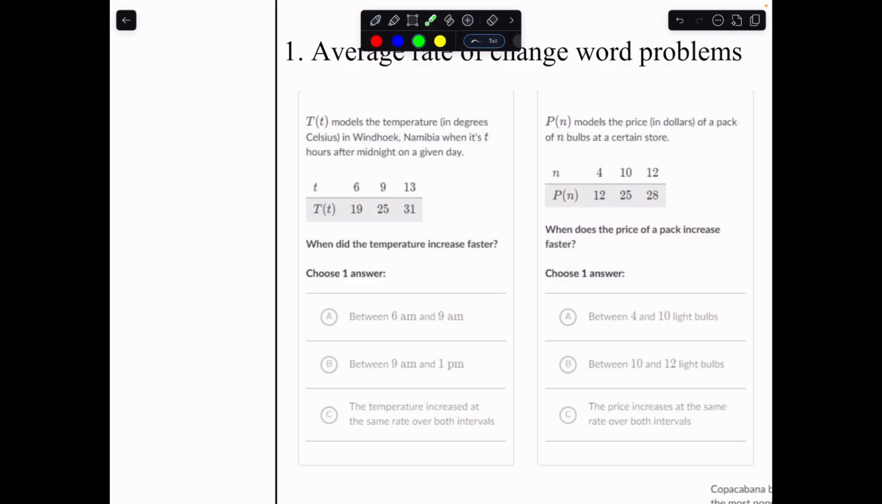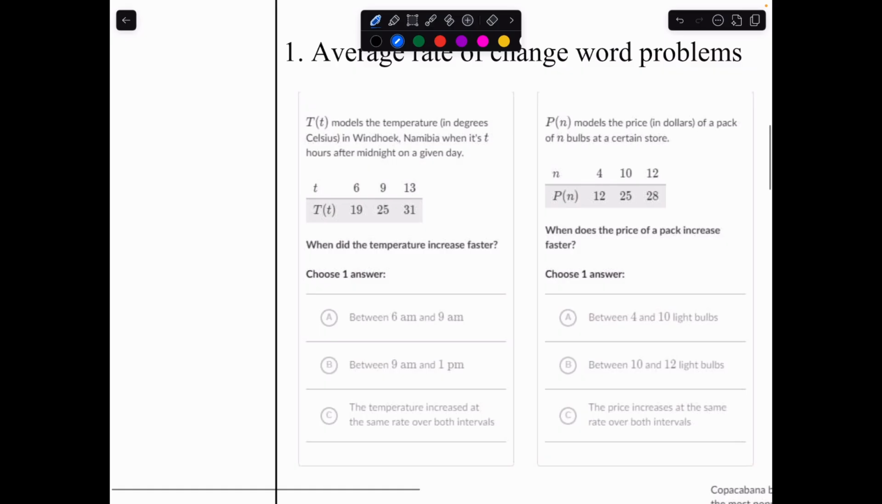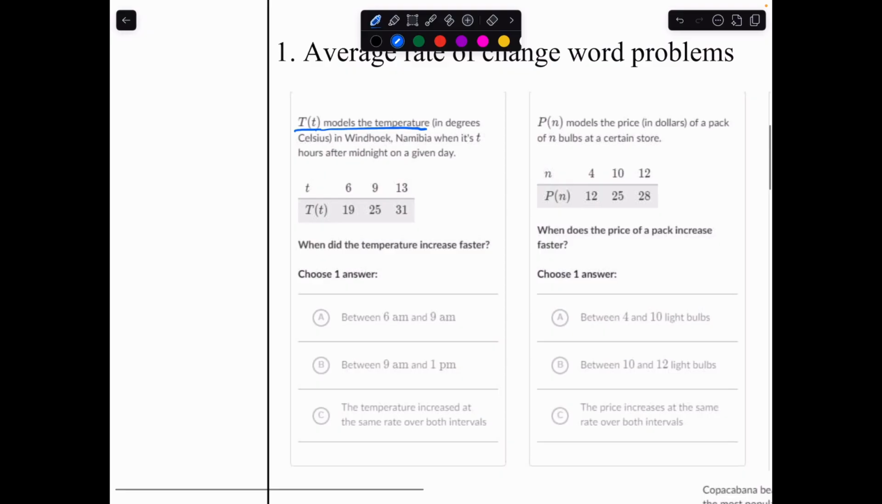It says, T of t models the temperature in degrees Celsius in Windhoek, Namibia, when it is t hours after midnight on a given day. So, first of all, we have capital T that models the temperature in degrees Celsius. We also have lowercase t that is time. It's hours after midnight. So when lowercase t is 1, that's like 1 a.m. Or when lowercase t is like 6, for example, that would be talking about 6 a.m., 6 in the morning. 9 hours after midnight is 9 a.m.